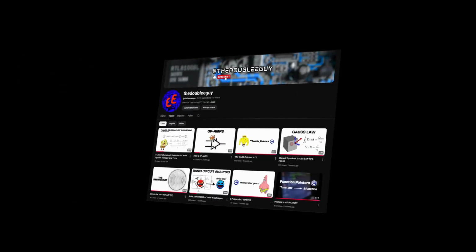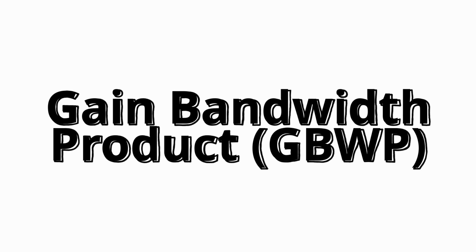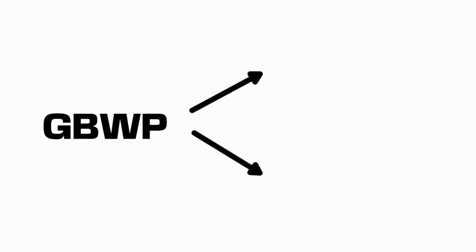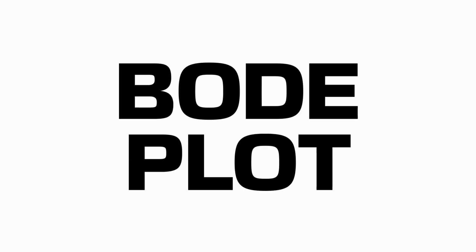In today's video, let's talk about a special parameter on op-amps called the gain bandwidth product. The gain bandwidth product is a steady parameter that gives the user information about gain and frequency response for a particular op-amp.